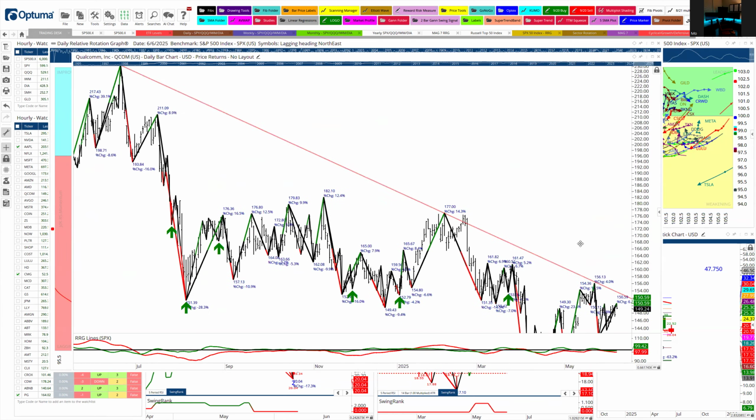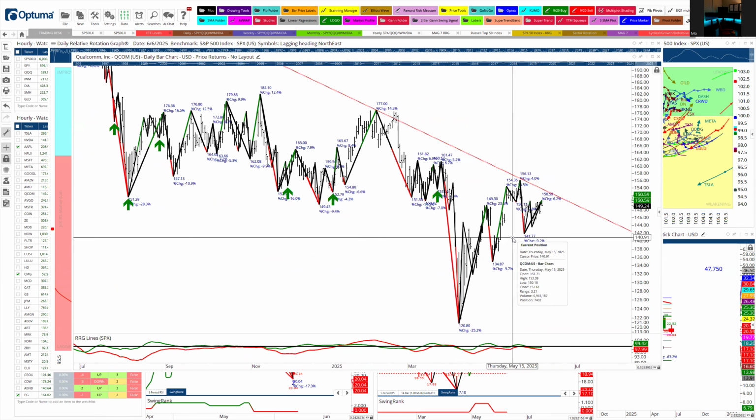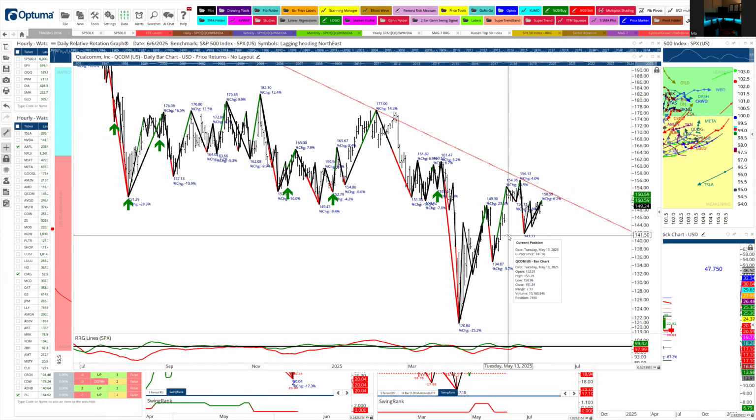It's a good company, Qualcomm. My favorite ones are NVIDIA and Broadcom. You all know that.